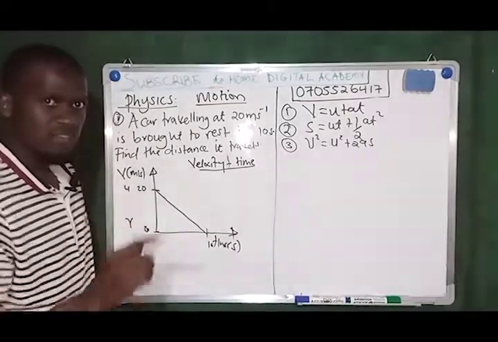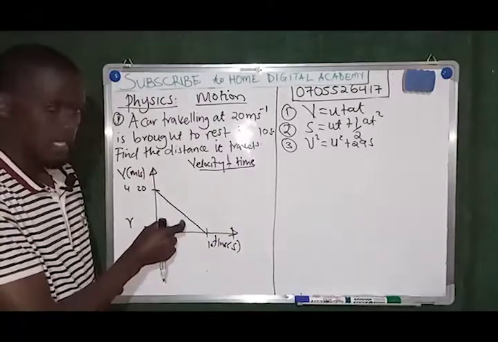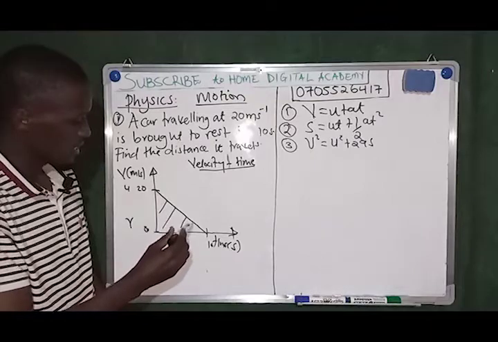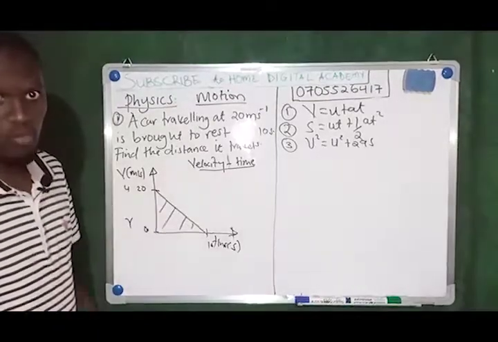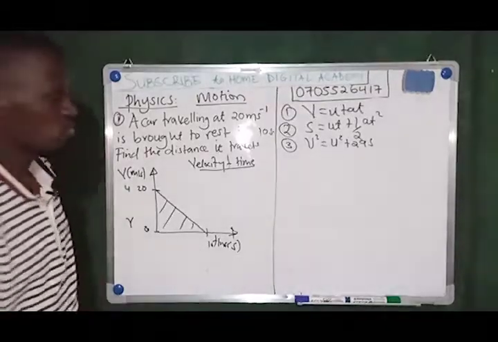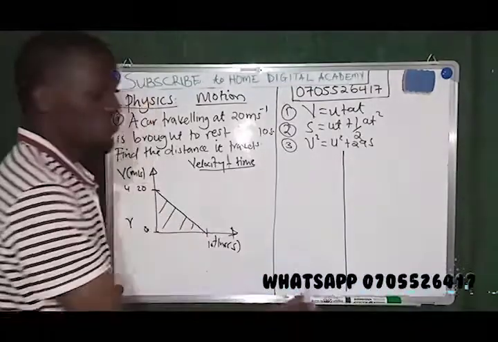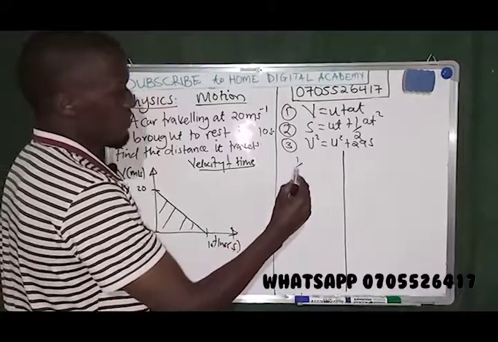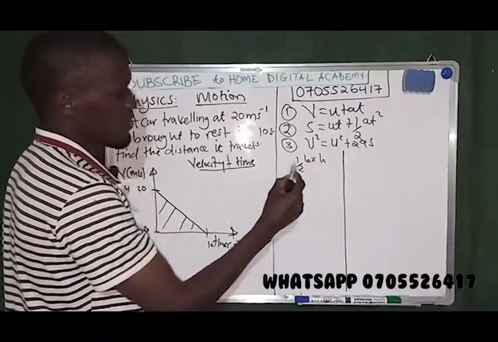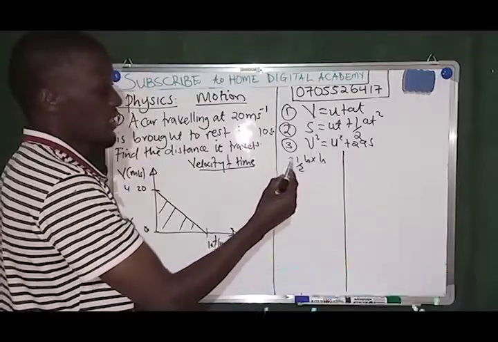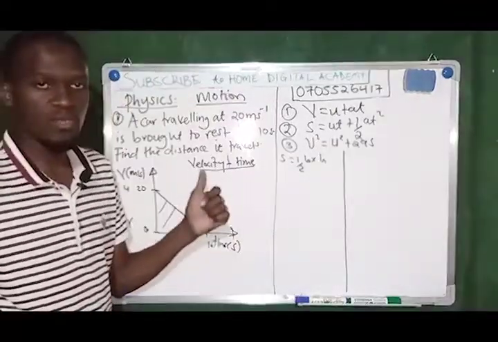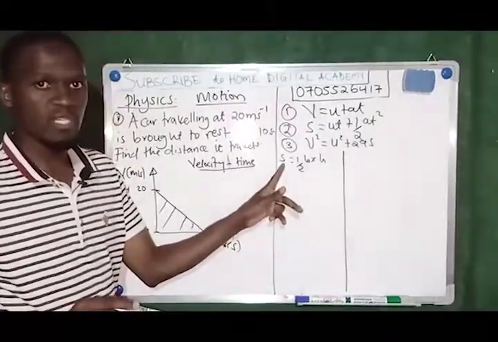So the distance covered is always the area covered under the graph. This area is the distance covered by the car. So how do we find the area of a triangle? This is the first method, and very simple to get this answer. The area of a triangle is always a half times base times height. That's the area. Since it is the distance, I'm going to write s, because I told you in the last episode, s means displacement.